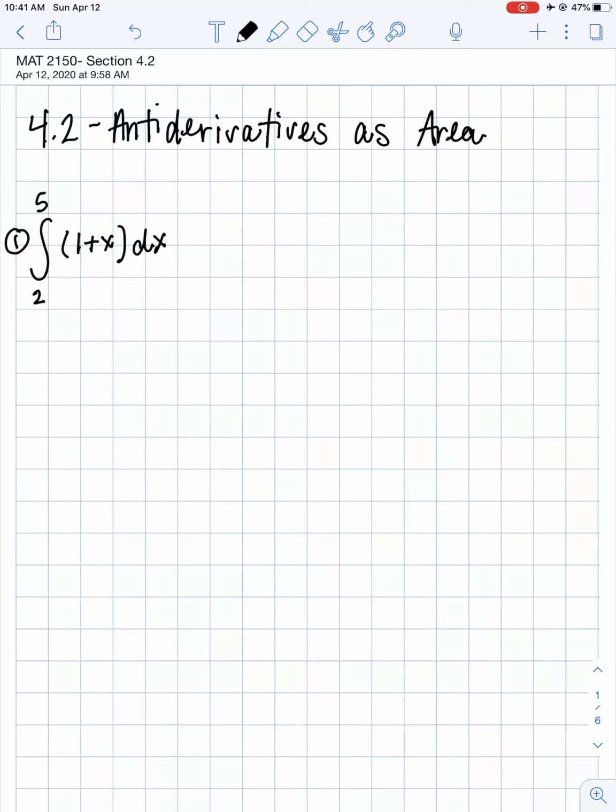So take a look at the second video that I post for this lesson to see an example like that. But if we take a look at this first example, I've given you a definite integral, and the integral is from 2 to 5. We're going to take the integral from 2 to 5 of 1 plus x with respect to x. These problems ask you to use geometry to find the area under this, or to evaluate this integral.